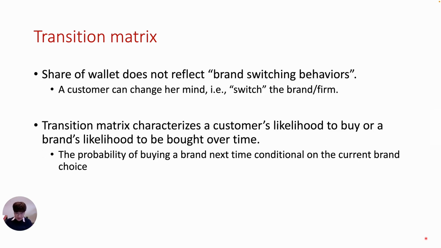Transition matrix is a useful tool to discover the details of brand switching behaviors. It characterizes a customer's likelihood to buy or a brand's likelihood to be bought over time. It is a two-dimensional matrix of elements. Each element is the probability of buying a brand next time, conditional on the current brand choice.